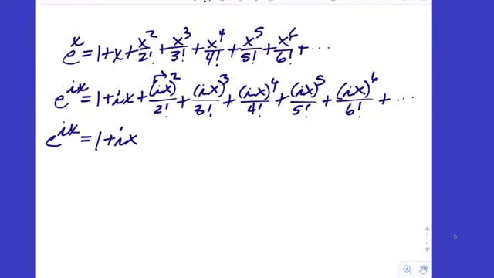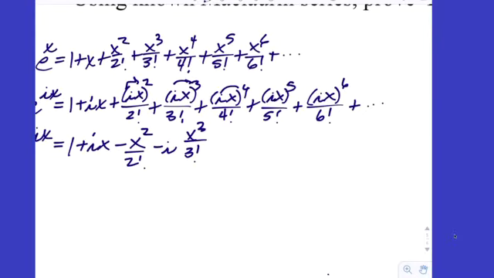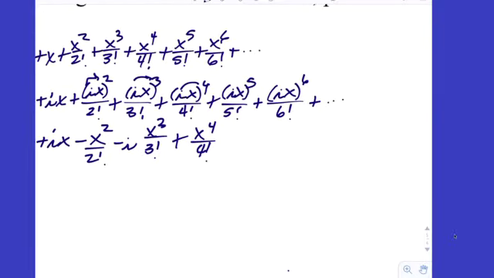What is i squared equal to? Negative 1. So this becomes negative x squared over 2 factorial. What is i cubed equal to? Negative i. So that becomes negative i times x cubed over 3 factorial. And then the next term, what's i to the 4th? 1. So the i's go away, and we're just left with plus x to the 4th over 4 factorial. We'll keep going here. What is i to the 5th? It's the same. You just subtract 4 from the exponent. It's the same as i to the 1st. So it's plus i times x to the 5th over 5 factorial.